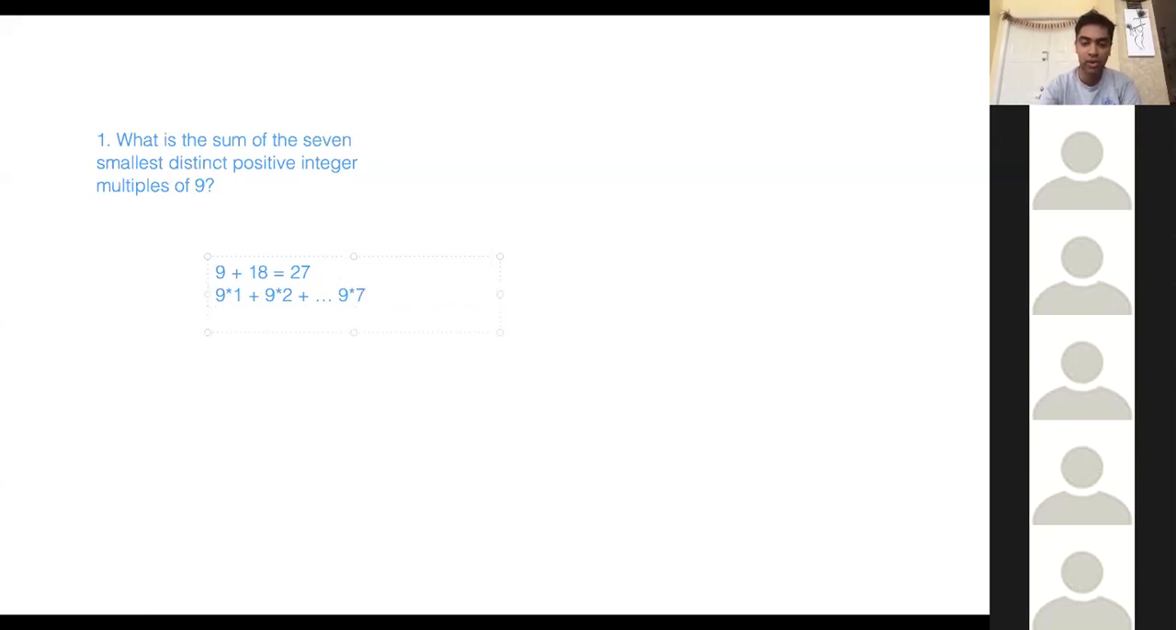then you can factor out the 9, and you'll get 9 times 1 plus 2 plus 3 up to 7. So this makes the sum much easier. So what is this sum, 1 plus 2 plus 3 up to 7? 28. Good, 28. And how can you get that easily? Do you have to add it up, or is there an easier way?